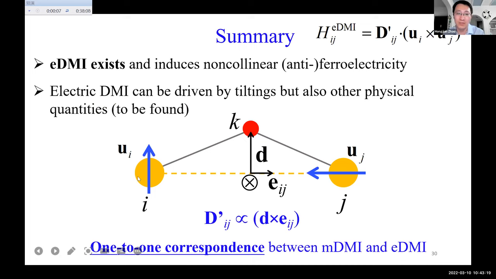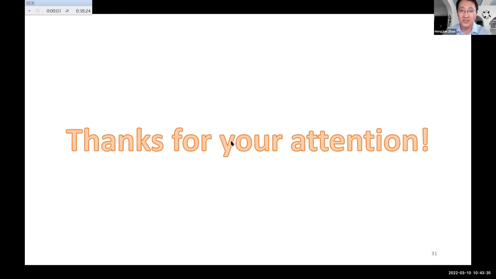Then we can draw this picture for electric DMI. We use an arrow to characterize the dipole moment, and another arrow to characterize the perpendicular dipole moment. And we have constructed a one-to-one correspondence between electric DMI and magnetic DMI. So that's all. Thank you very much for your attention.